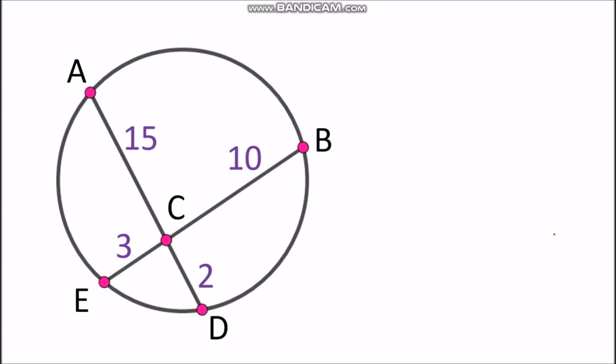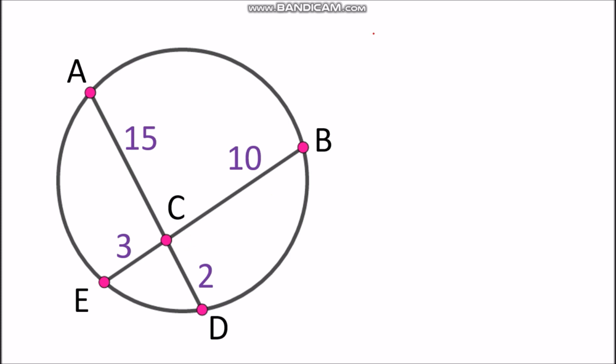For example, you have this circle wherein we have segment AD and segment BE as the chords, and their point of intersection is point C. If you will notice here, each of the chords is now divided into two. So chord AD is divided into two parts. We have segment AC and segment CD, and on the other chord we have segment BC and segment CE.